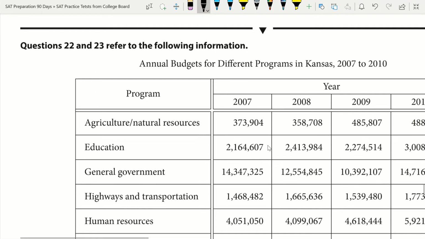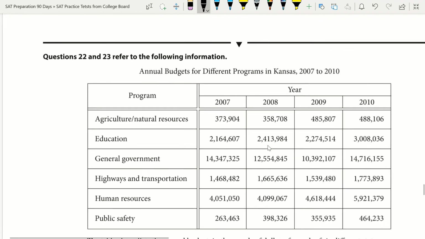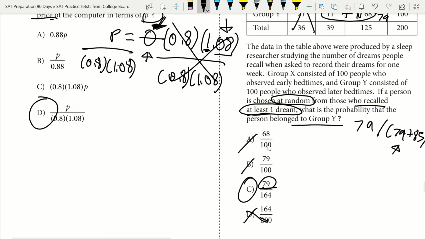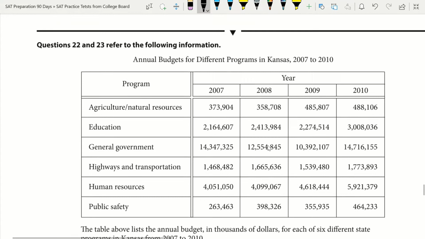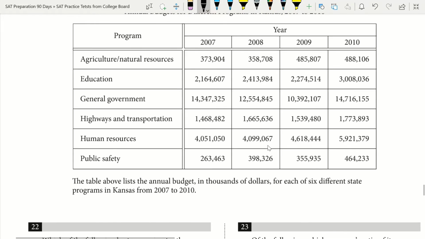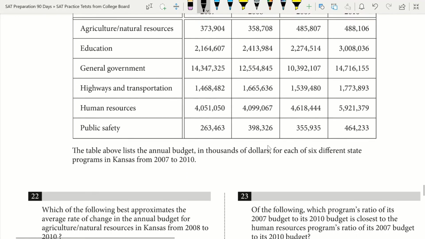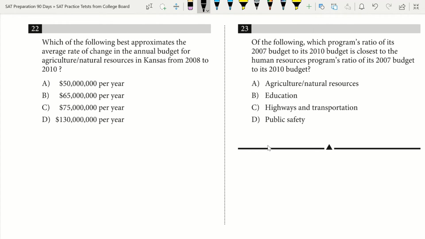All right, we're going to go to question 23 today, so we've got two more here. Let me just make sure we've answered all of them. Looks like we have questions 22 and 23. We've got the annual budget for different programs in Kansas from 2007 to 2010. Which of the following best approximates the average rate of change? Average rate of change means we're going to take our change in whatever our dependent variable or whatever our y is, and divide it by our change in our x.